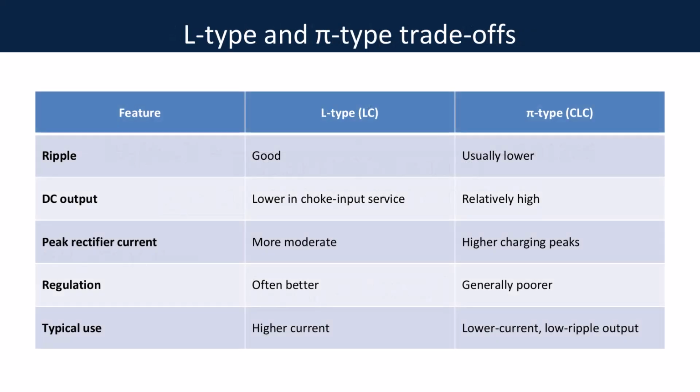The L-type filter is attractive when load current is higher and regulation is important. With continuous choke current, rectifier peak current is generally more moderate. The pi filter normally gives lower ripple and a relatively high DC output because C1 charges near the rectified peak. The cost is higher charging current stress in the diodes and transformer and generally poorer voltage regulation as load changes. Both designs may require a physically large and expensive choke. The correct choice depends on the required output voltage, load current, ripple, regulation, size, and cost.